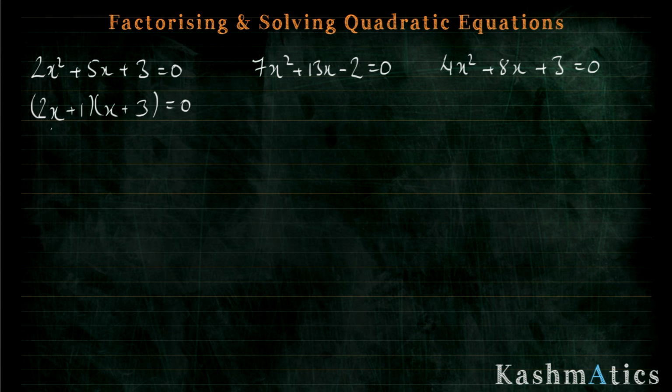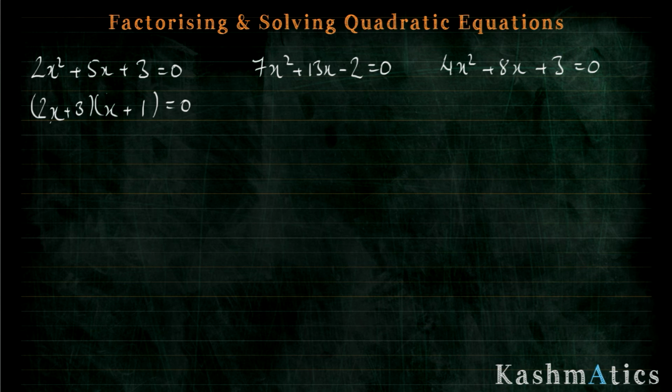But the problem here is when I multiply the 2x by the 3x, I would get 6x, and when I multiply the x by the 1, I'd get another x, which is 7x. But I only want 5x. So what's happened here is I've put the 1 and the 3 in the wrong place. So let's just get rid of the 1 and the 3, and let's swap that around. So 3 and 1.